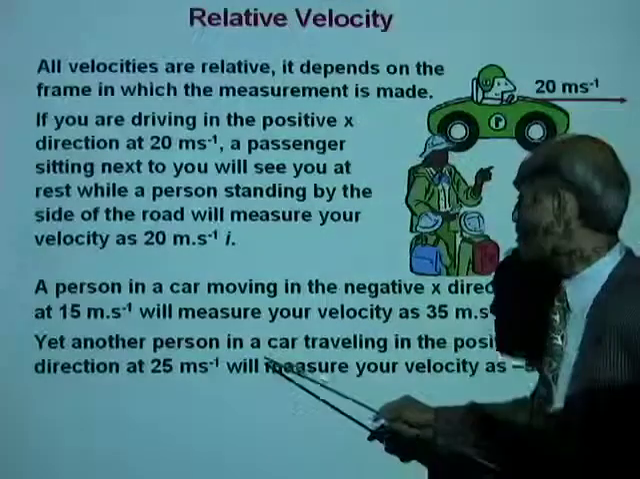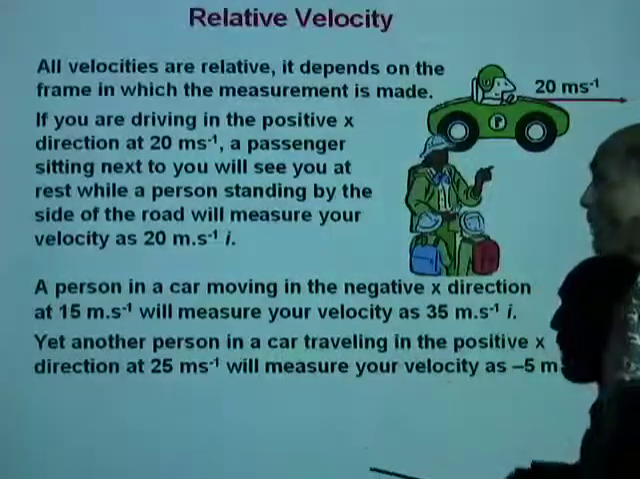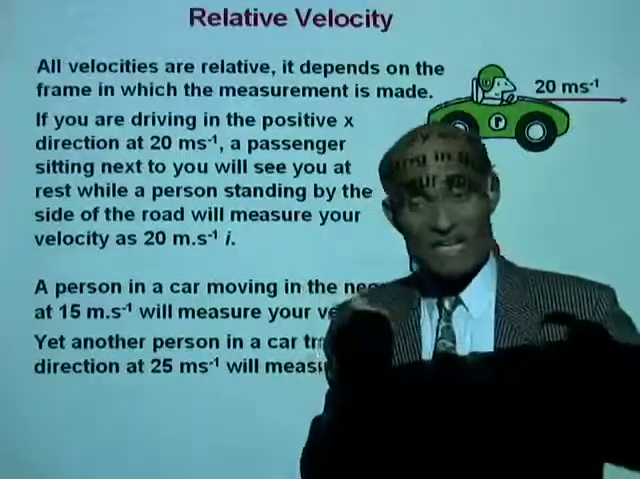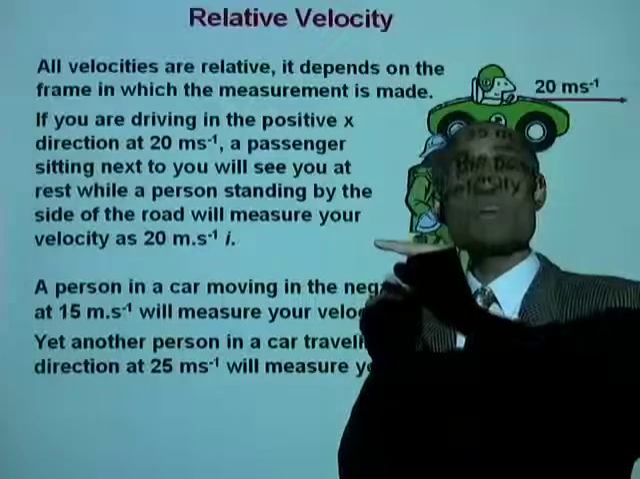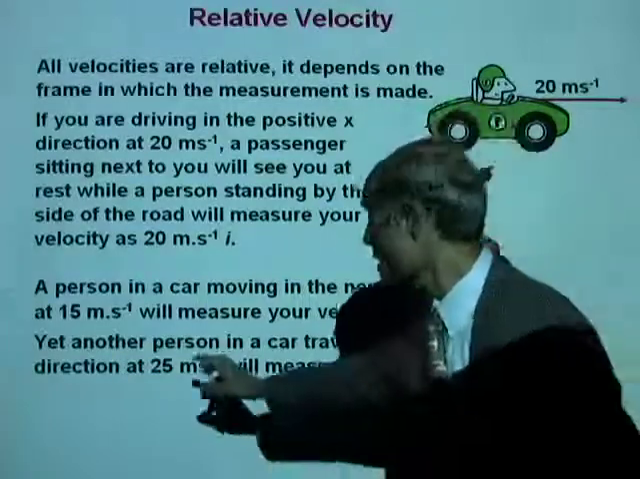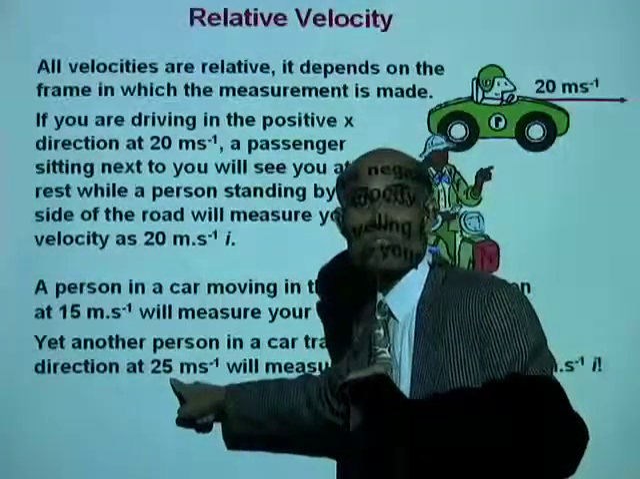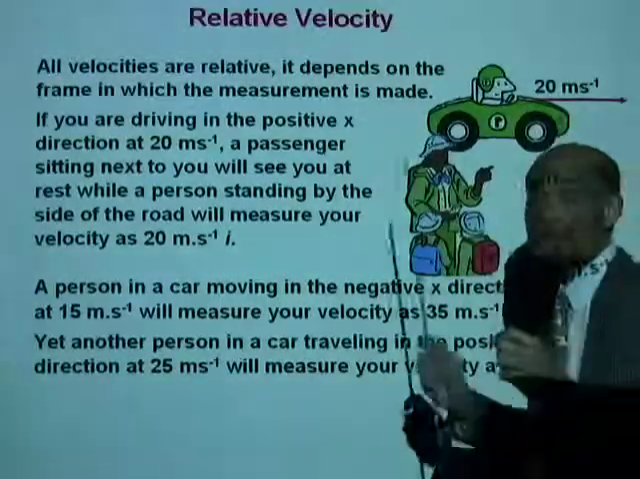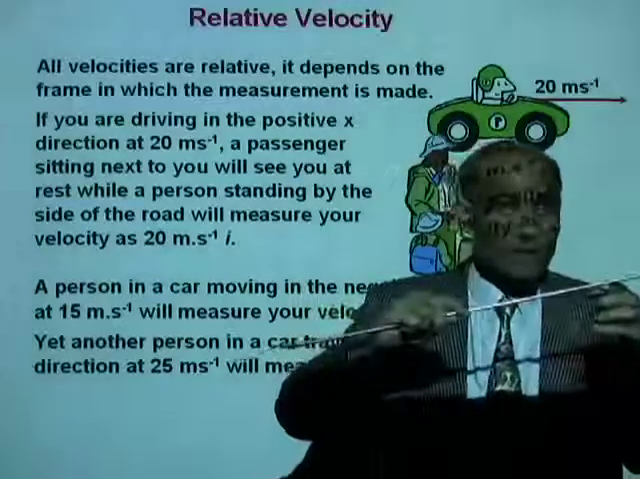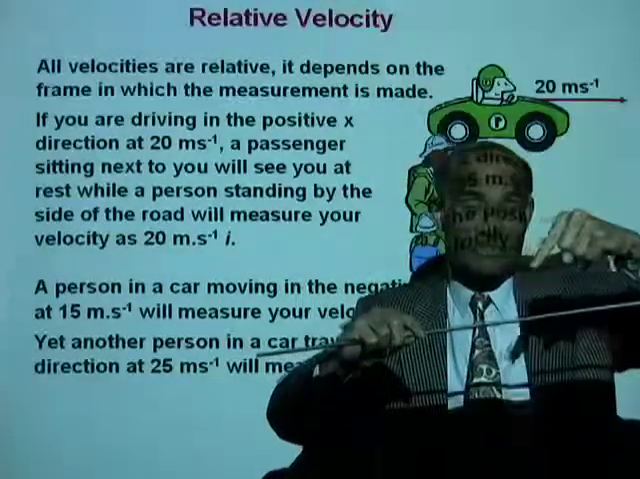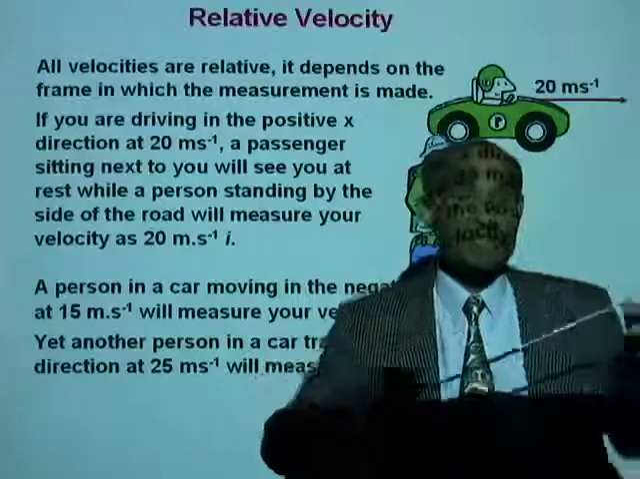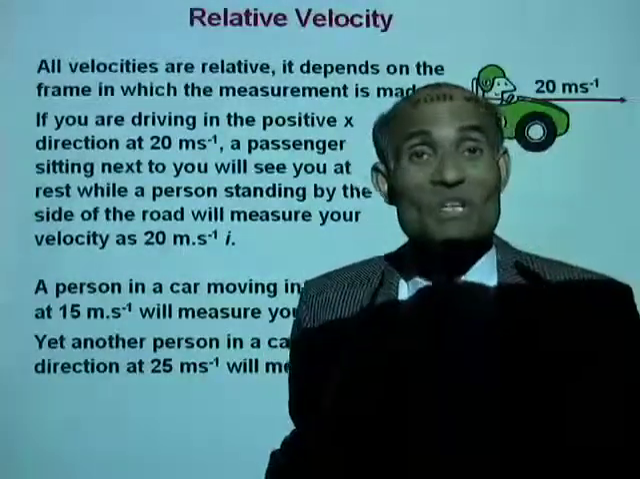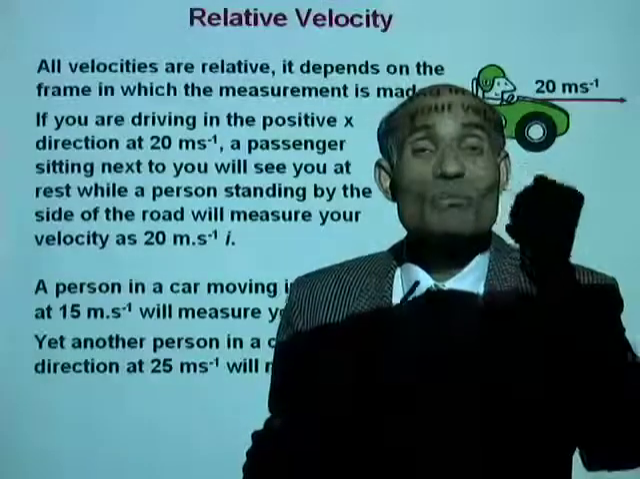So the velocity that you measure depends on the frame of reference from where the measurement is made. Yet another person in a car traveling in the positive x direction, suppose there is a third car that is passing you in the same direction, and he is moving at 25 meters per second. Your velocity is 20 meters per second i, and the car that is passing you is moving at 25 meters per second. Now tell me, if that person measures your velocity, what will be your velocity?